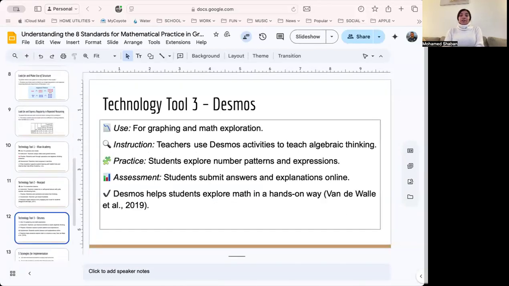Flip lets students record video responses. They can explain their math thinking and respond to others. This supports mathematical reasoning and communication. Teachers can use Flip during instruction or as a reflection after an assessment.